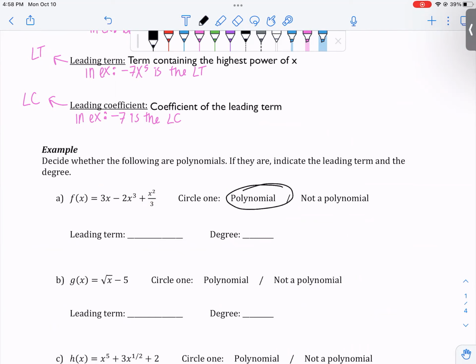The leading term is the term with the highest degree, which is right here. Negative 2x cubed. The degree of the polynomial is 3. I didn't leave room here for a leading coefficient, though I should have. The leading coefficient on this guy is just the coefficient on the leading term, which is -2.